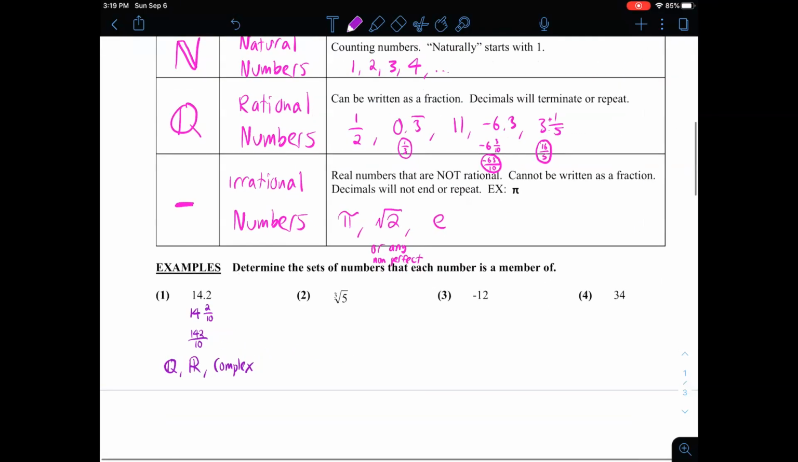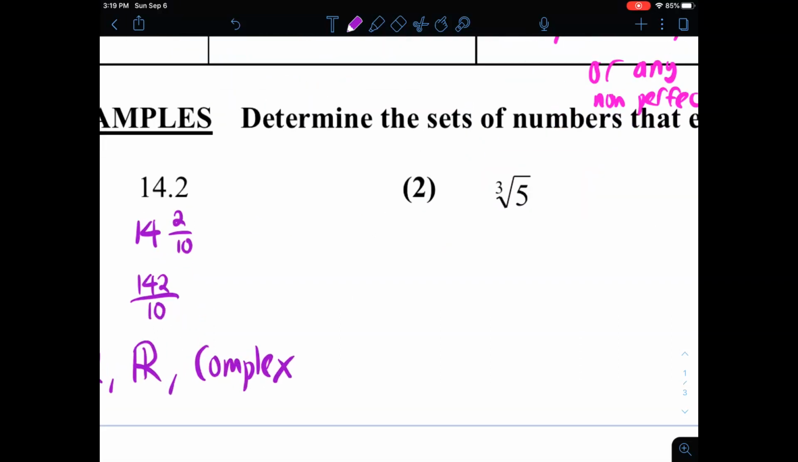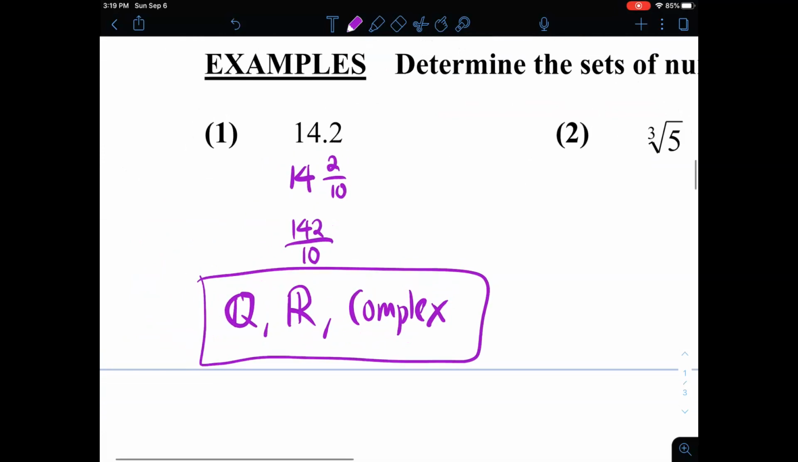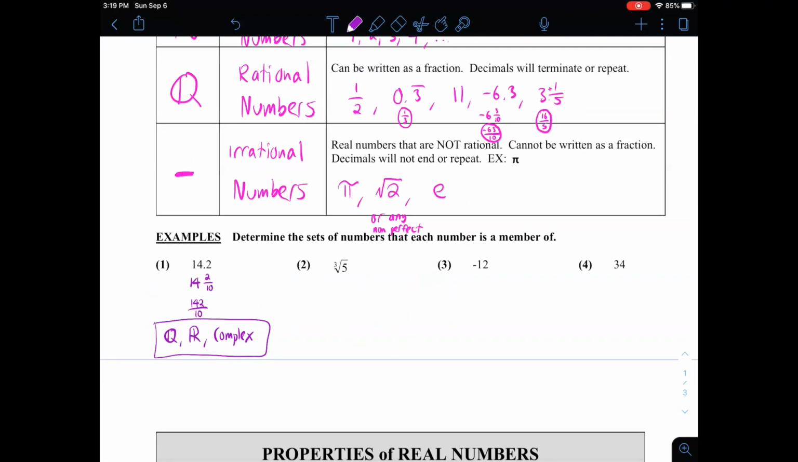I should have mentioned a complex number is a combination of real and imaginary numbers. We haven't really talked about imaginary numbers. We're going to get to that a little bit more later. But just don't panic about that right now, okay? So there's your answer. Those are the sets that it belongs to.